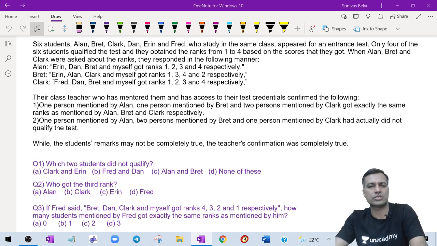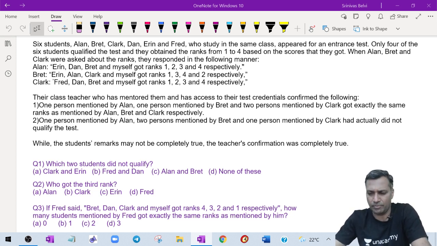There are six students of a particular class. Maybe it's an Olympiad test. We don't know what kind of entrance test they're trying to write. For example, in school, sometimes the teachers train the students for Olympiad. As far as I know, students may be appearing for Math Olympiad, Science Olympiad, English Olympiad, Cyber Olympiad, or GK Olympiad.